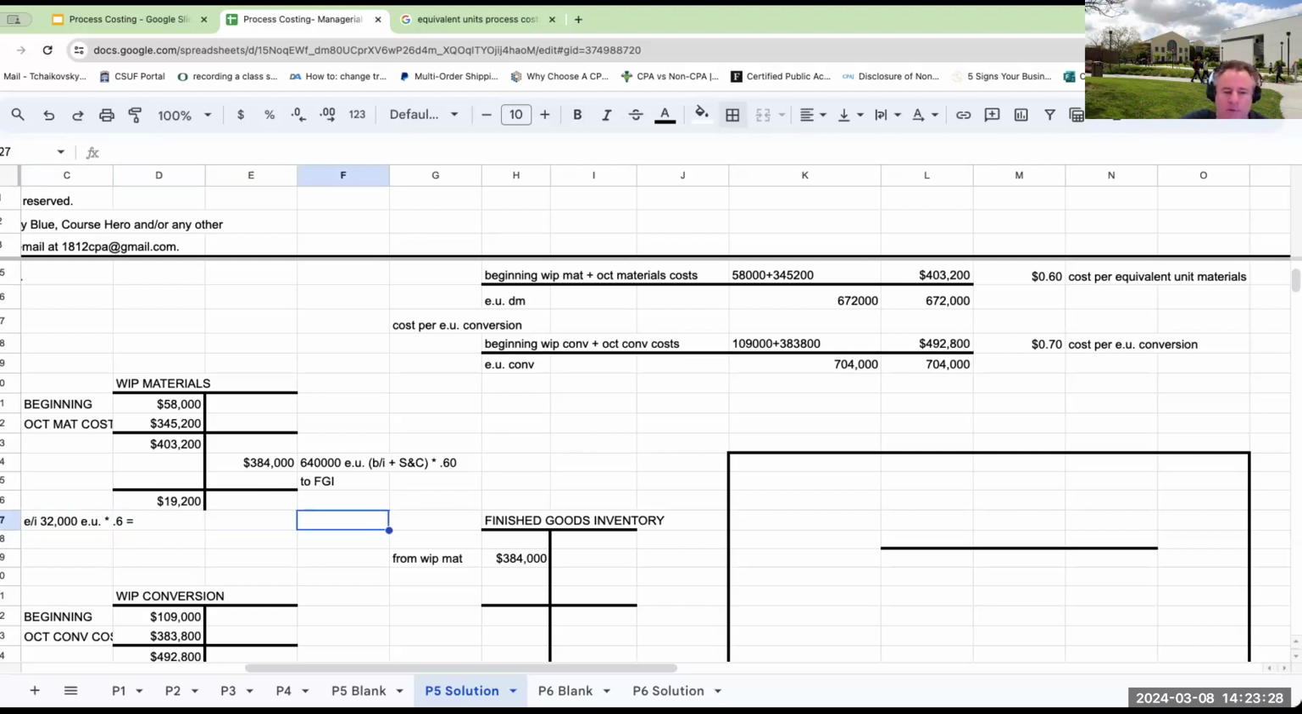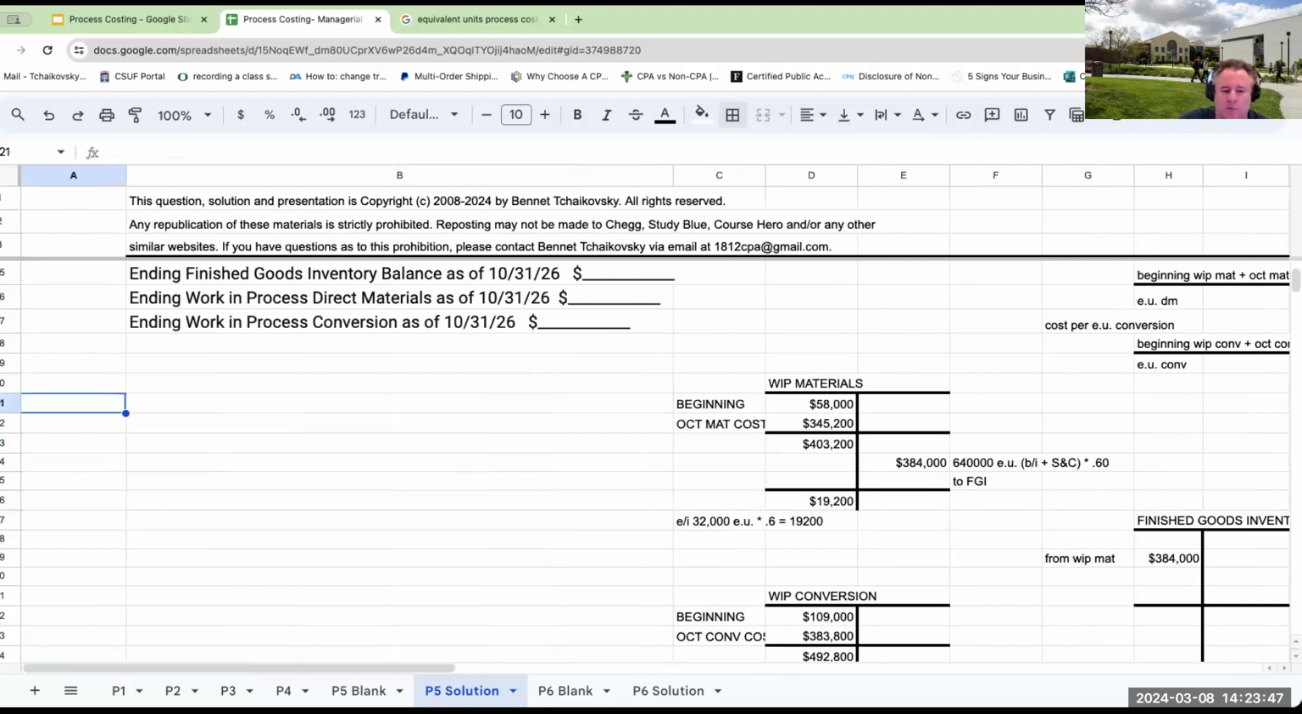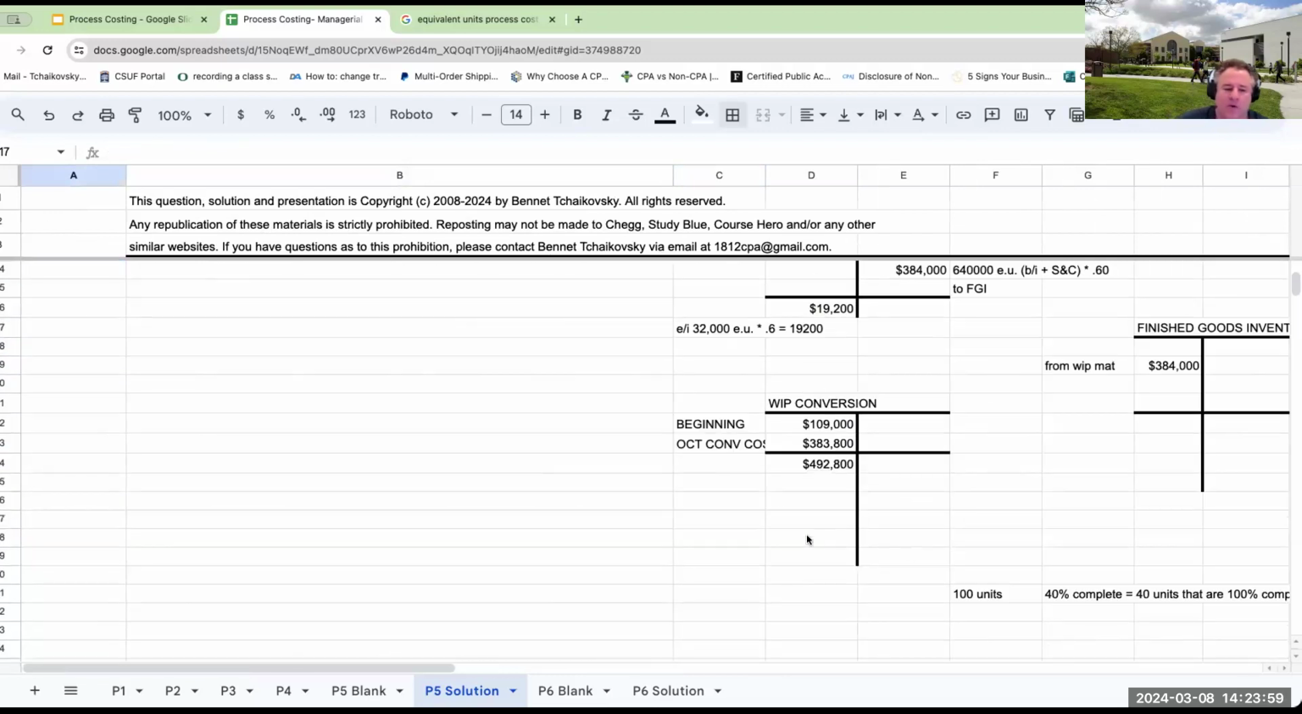This is how you go through and do it. You can say, I can come up with the ending balance and then figure this out, or I can figure out how much I sent out and then do this part down here. But again, it's extremely important because I've seen students mess this up on exams. There are ways to check your work. Okay. We now know that the ending work in process account for direct materials is going to be 19,200.